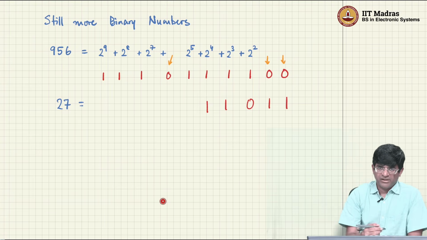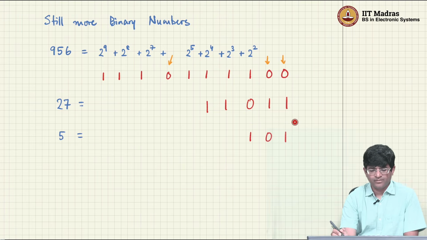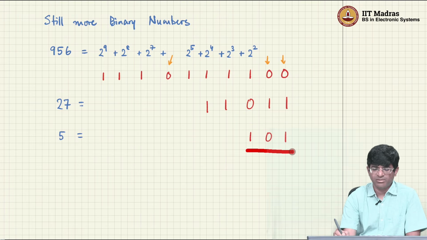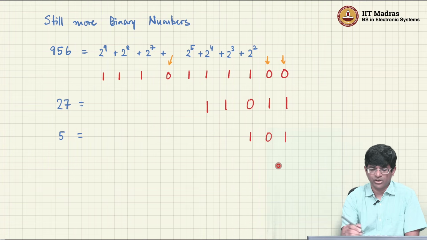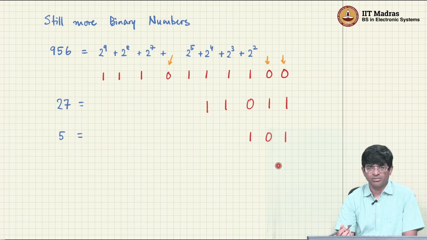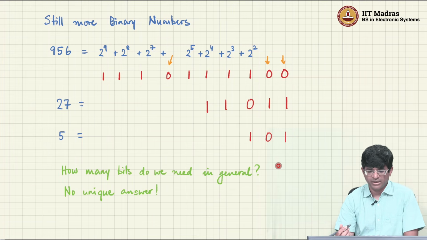Now, previously we saw that 27 required 5 bits and was 11011. 5 on the other hand was just 3 bits, 101. Okay. So, what should I do? Can I say that 5 will be represented with 3 bits, 27 will be represented with 5 bits, 956 with 10 bits, and how am I going to recognize them? Because they all look the same, they look like zeros and ones, right? If I just put them down next to each other, I wouldn't know where one number was starting and the other number was ending, right?